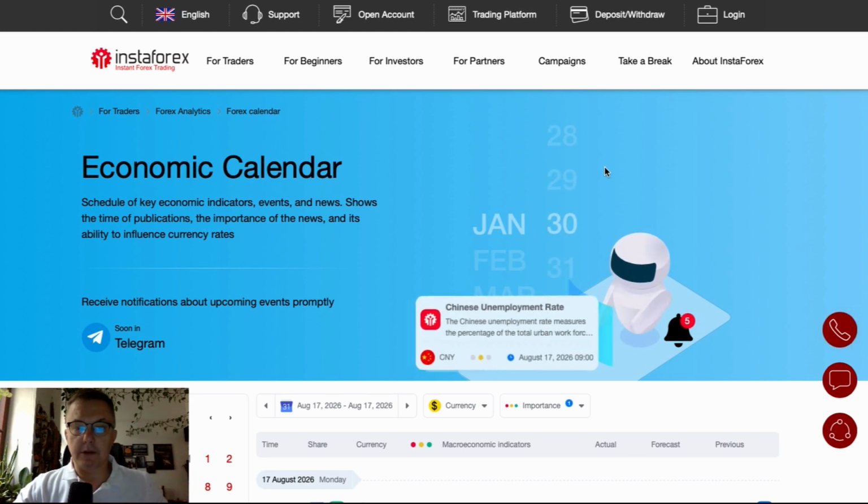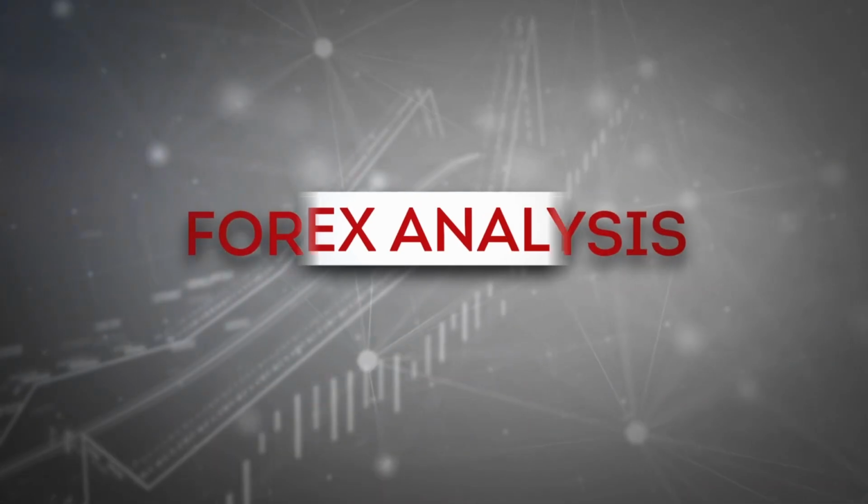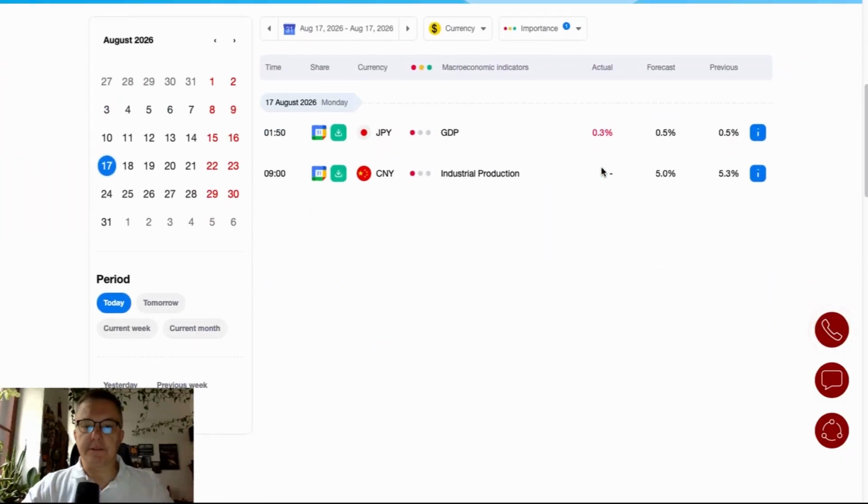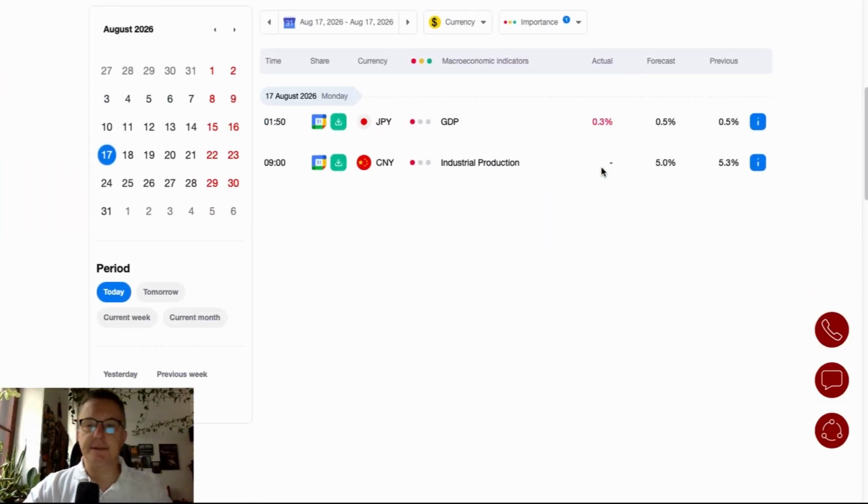Today is Monday, August 17th, 2026. Let's take a look at the Forex economic calendar for today. So today's data, as you can see, are very poor. Nevertheless, those are the high important data. Both of them were already almost published.